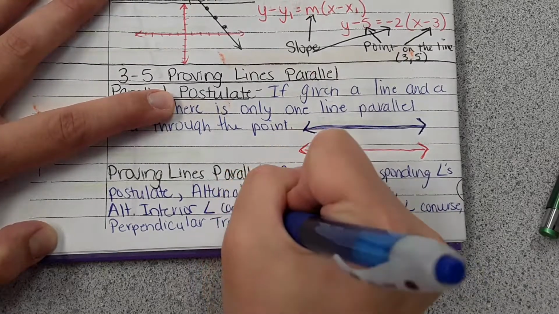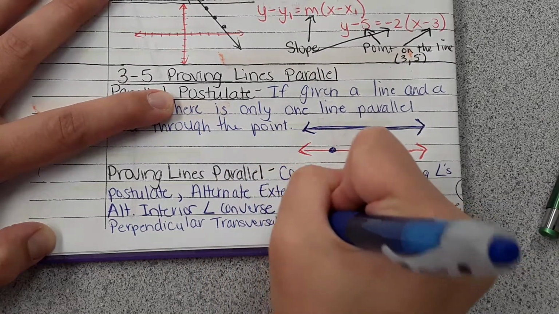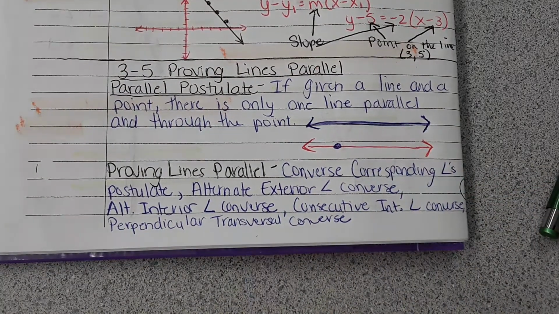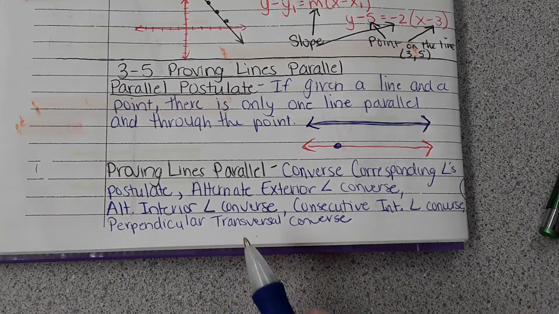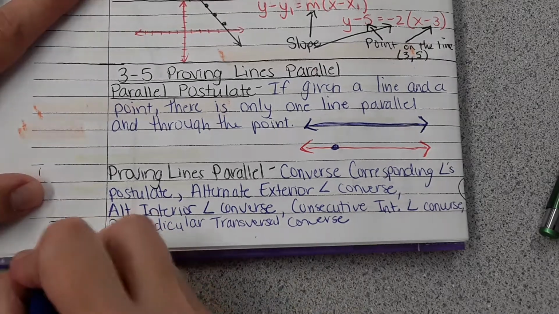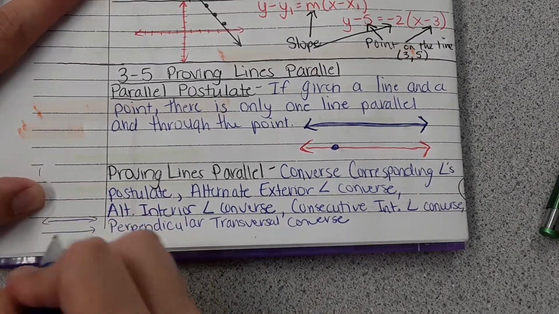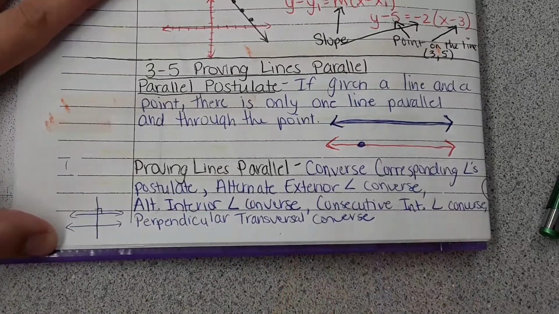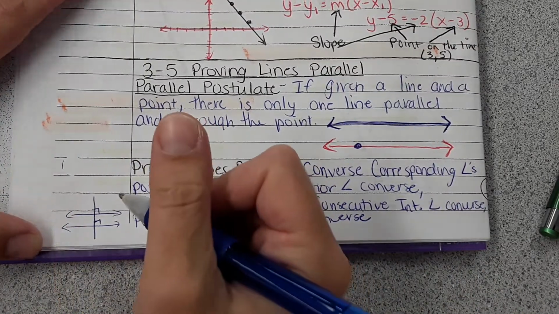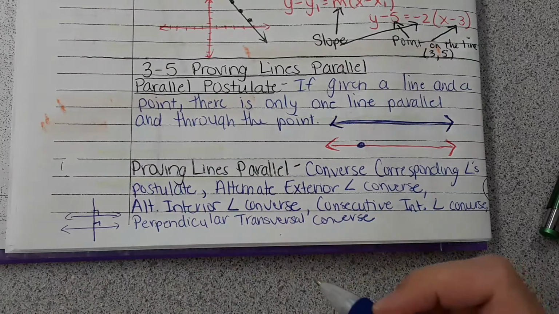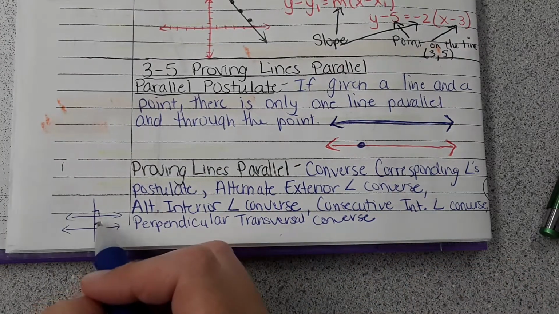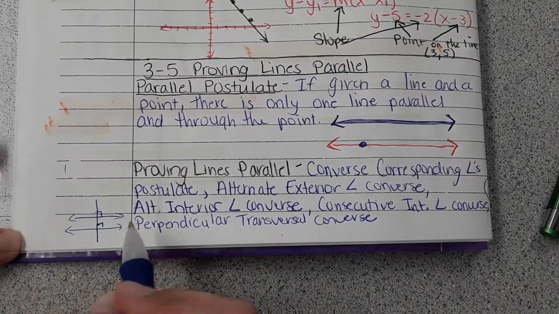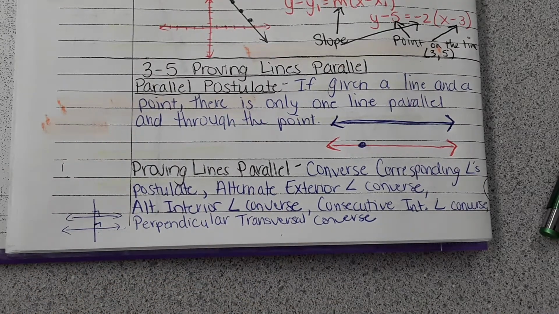Transversal converse. Okay, perpendicular transversal converse, we didn't spend a lot of time on it. Perpendicular transversal theorem is when you have two parallel lines. If the transversal is perpendicular to one of the angles, then it must be perpendicular to the other line. Also, if you have two 90-degree angles here, then your lines must be parallel.